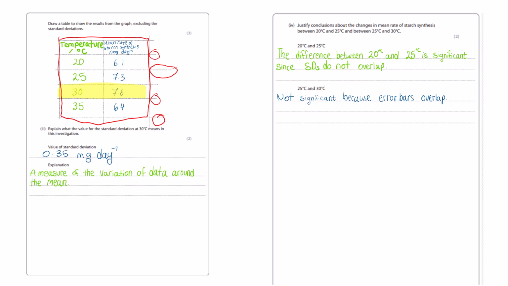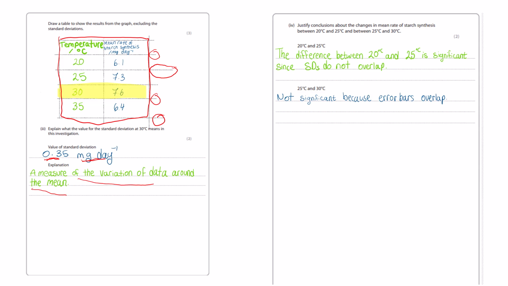Okay, explain what the value for the standard deviation at 30 degrees Celsius means in this investigation. So in the previous slide, I showed you how I got this value of 0.35. Obviously, never forget to write down the units because the units alone is 1 mark. So now let's explain what standard deviation is. So standard deviation is a measure of the variation of data around the mean. It's very important to write down that it's around the mean. Okay, the mean is the average value.